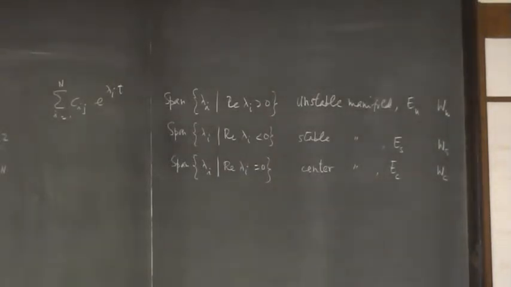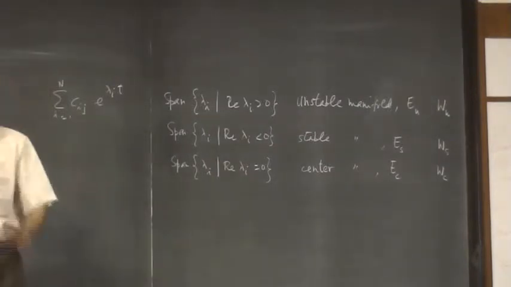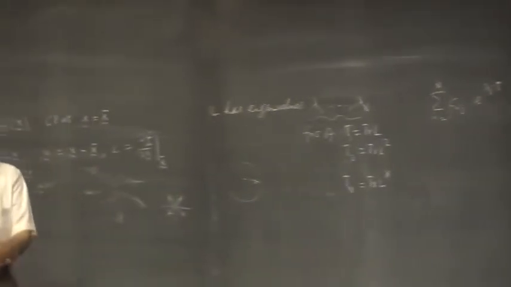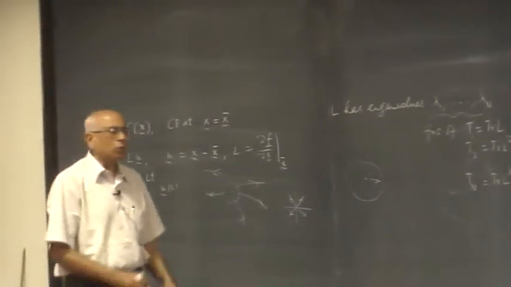So what are these WU, WS, and WC? Let me do this with examples, and we will see immediately. The best thing to do with this abstract material is to actually write down simple examples of this whole thing.